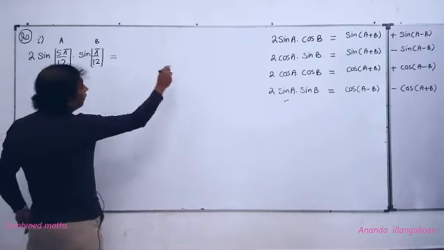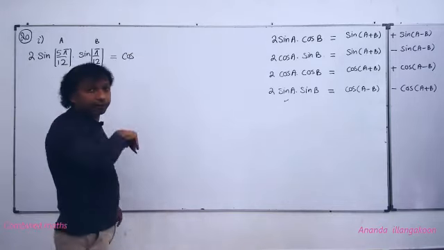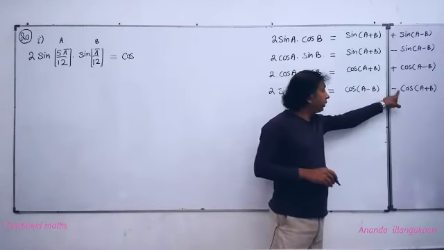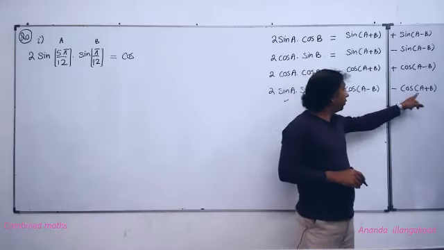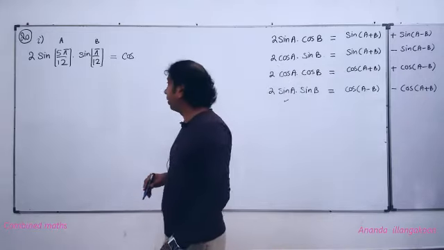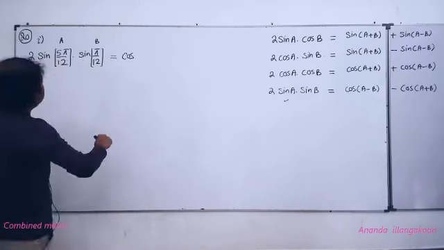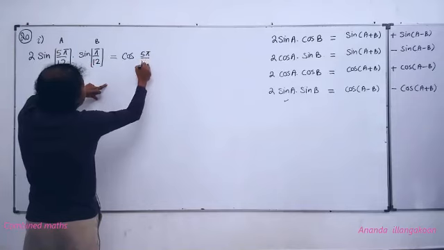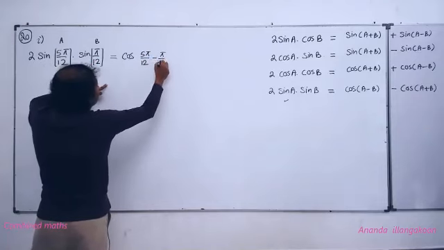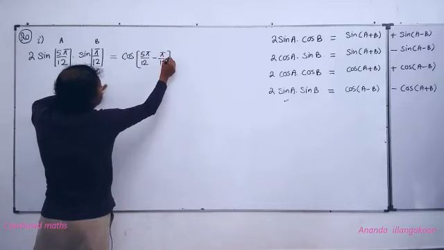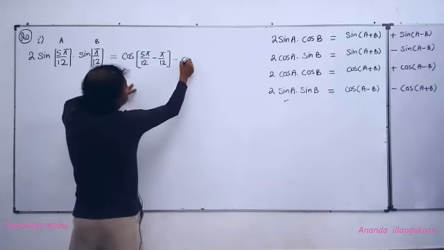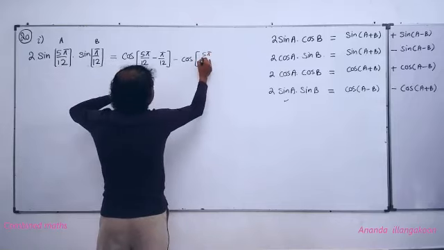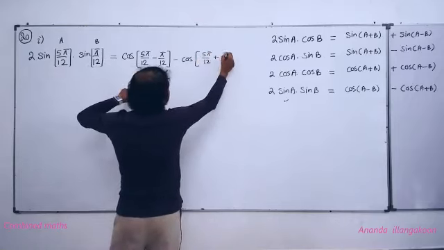How? What is the right hand side? Cos A minus B. What is A minus B, people? This angle minus this angle, minus cos this angle plus this angle. Then we can write first one, cos A minus B is this angle minus this angle: 5 pi by 12 minus pi by 12. Minus cos of the sum of the angles, 5 pi by 12 plus pi by 12.